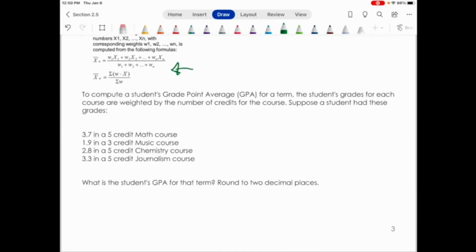Okay, so let's walk through an example. A perfect example of somewhere you would see a weighted average is when you compute your GPA.